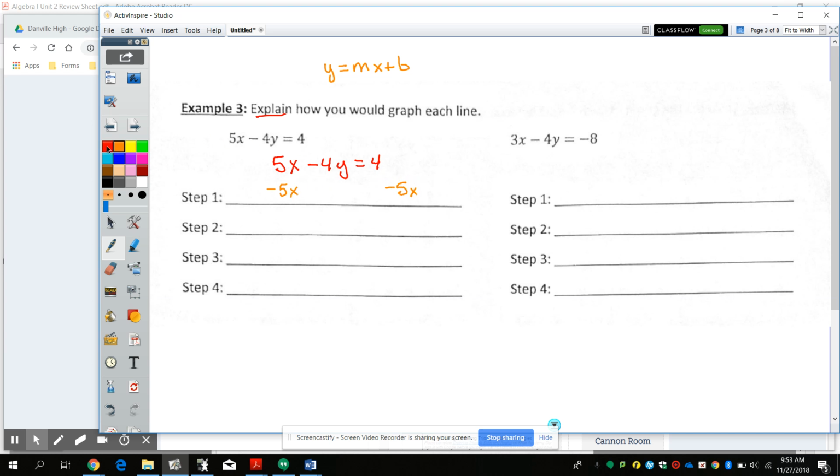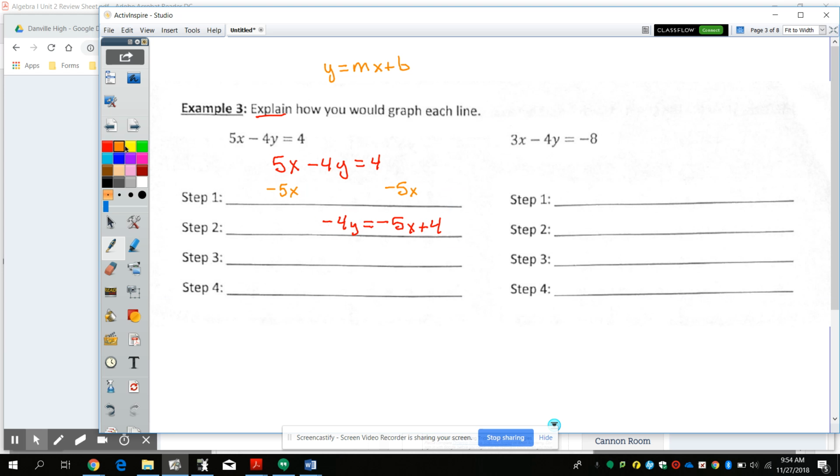And when I do that, notice if I subtract 5x, here's my equal sign. On the left side, all I'm left with is negative 4y. On the right side, I'm going to put the negative 5x in the front so it matches my slope-intercept form a little bit better. And here we have this 4 is a positive 4, so plus 4. So we basically just moved this 5x to the right side by subtracting it.